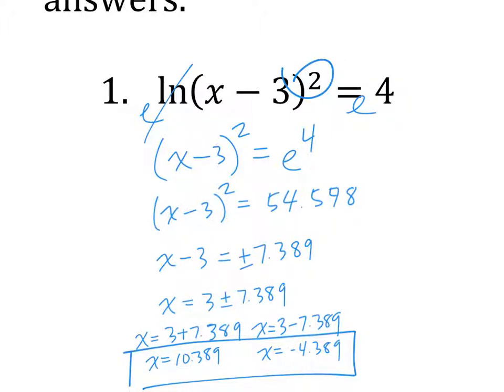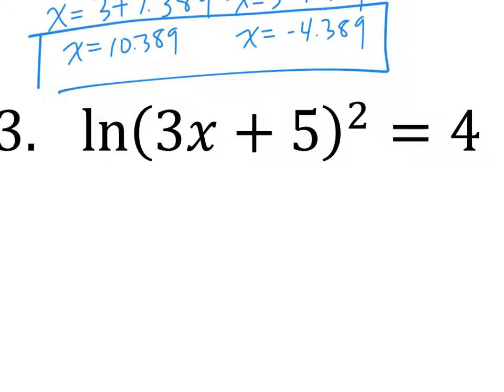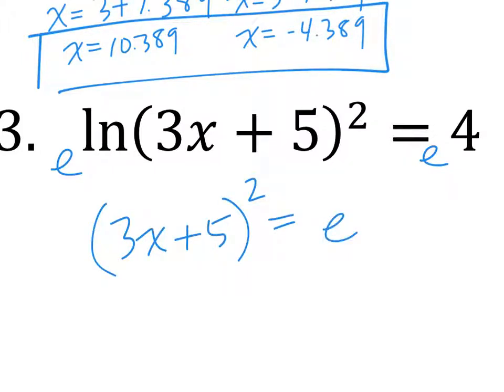All right, let's have you guys do one. Let's do a trickier one. It's not really that tricky. Okay, number 3. First of all, what should we do to get rid of that log? Raise by e. So (3x plus 5) squared is e to the 4th.